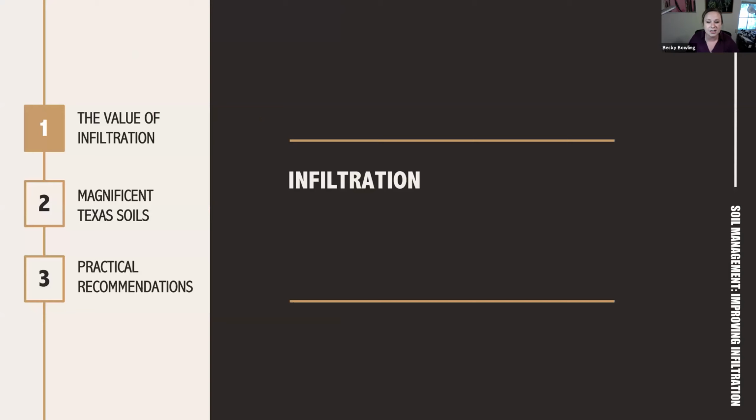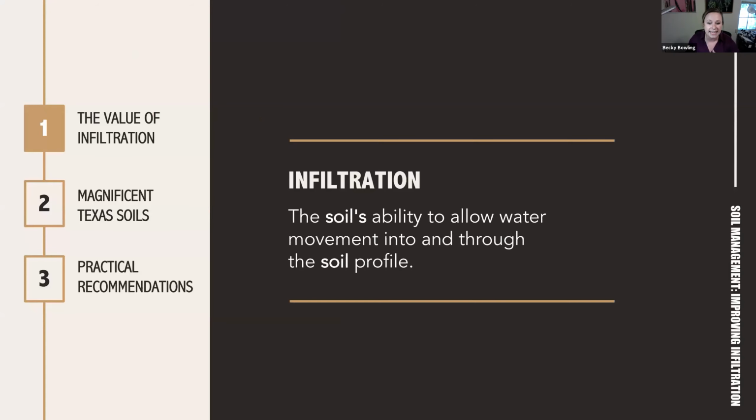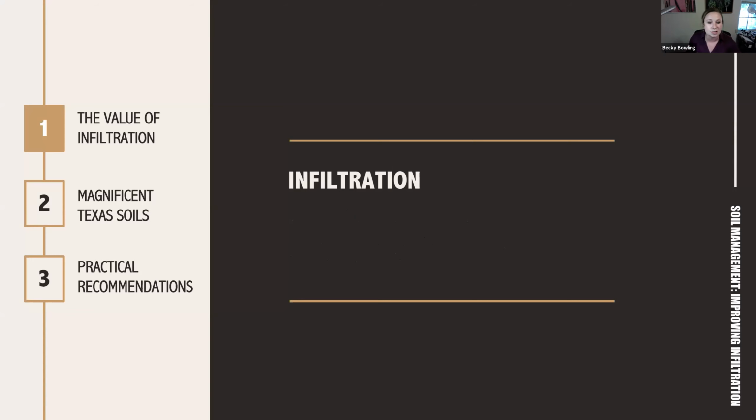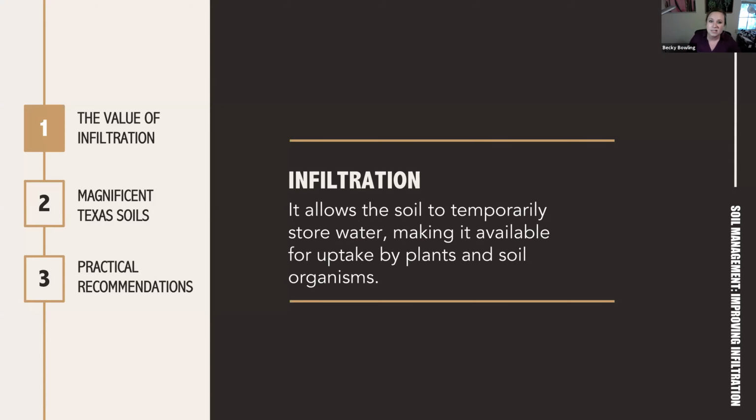So the first thing, this term infiltration, is typically defined as the soil's ability to allow water movement into and through the soil profile. So if we think about the depth of our soils and the way that rainfall or irrigation water hits that soil, we want there to be a good amount of movement as deep into the soil profile as we can get. And we'll talk a little bit about some of the challenges that we face with depth, particularly in Central Texas. This allows the soil to temporarily store water, and it makes this water available for uptake by plants and soil organisms.